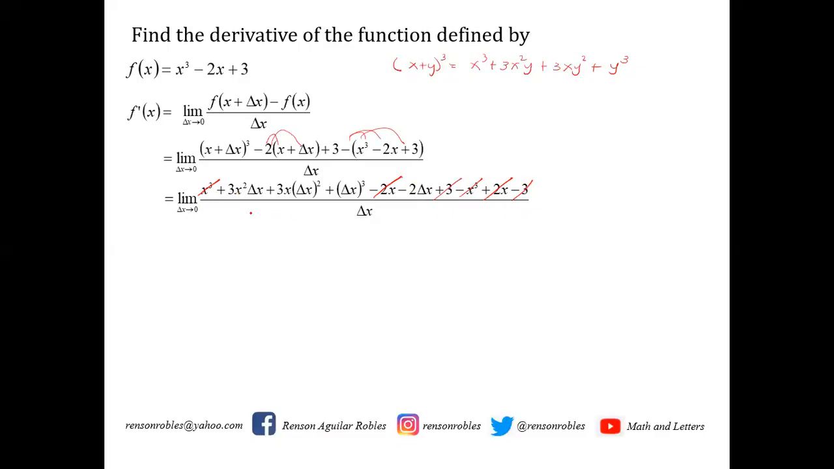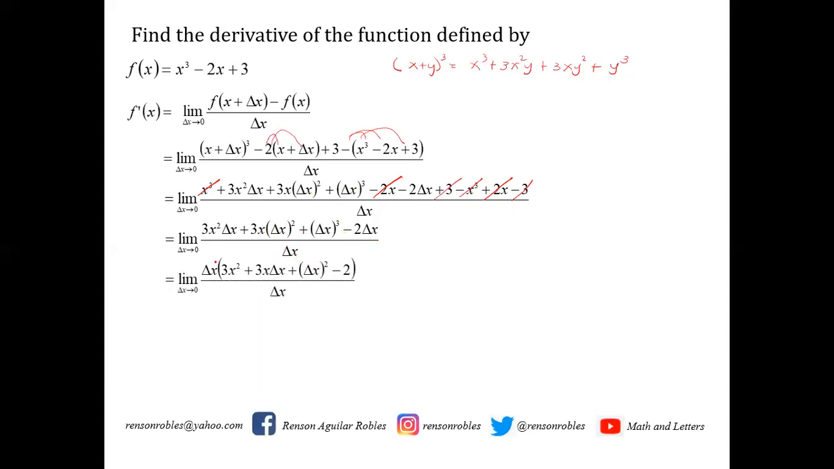And you will observe that the remaining terms on the numerator all contain delta x. We shall now have the limit of 3x squared delta x plus 3x delta x squared plus delta x cubed minus 2 delta x all over delta x as delta x approaches 0. So you can now factor out delta x and then cancel delta x in the denominator. By common monomial factor, we have this.